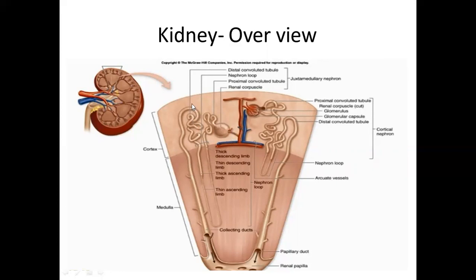And then distally it continues as the collecting duct, and that collecting tubule opens into the large collecting duct, which releases all the filtrate from the nephron into the renal papilla, and then from the renal papilla it exits the kidney through the ureter. So this is the basic layout.